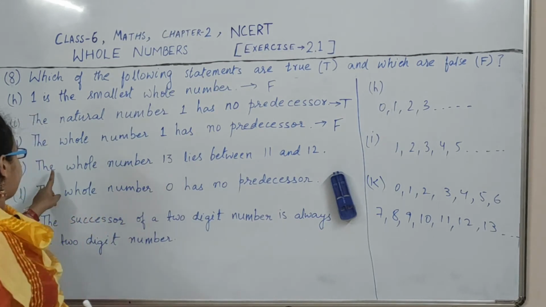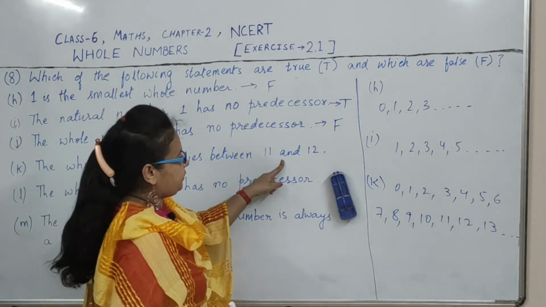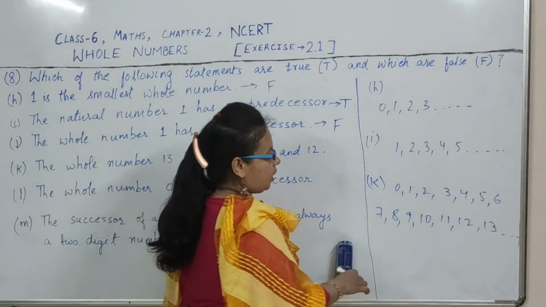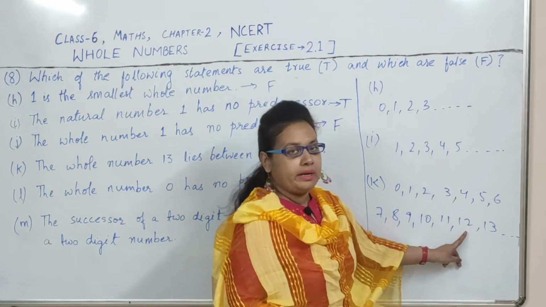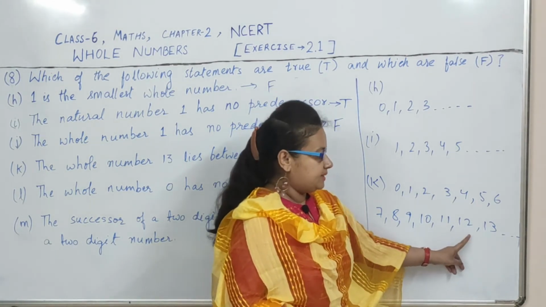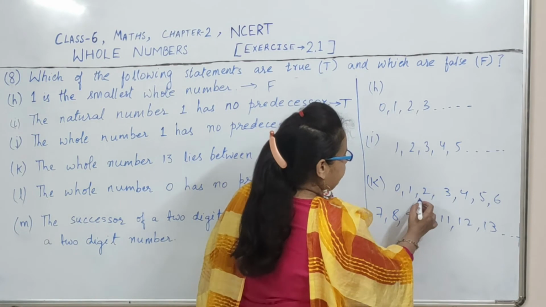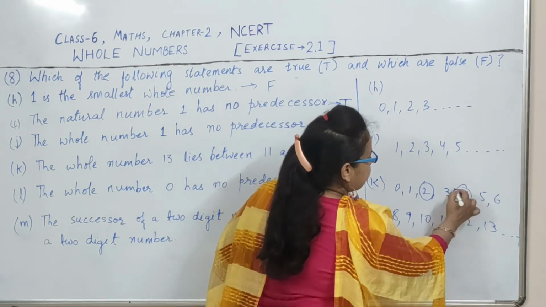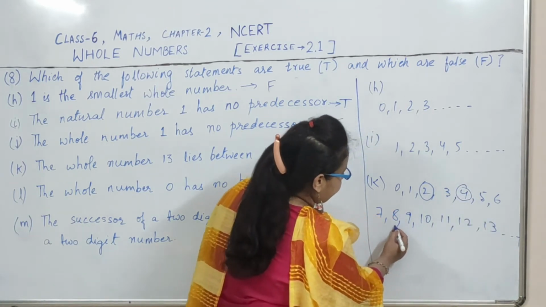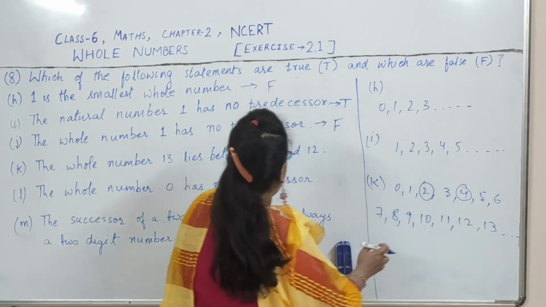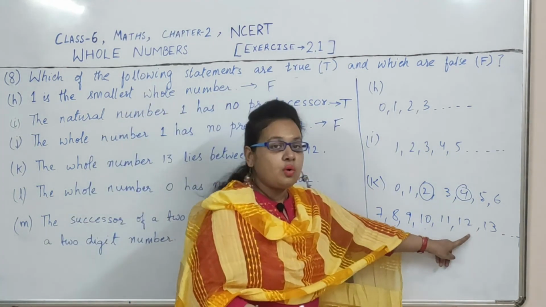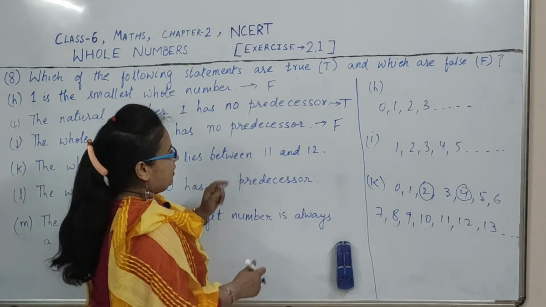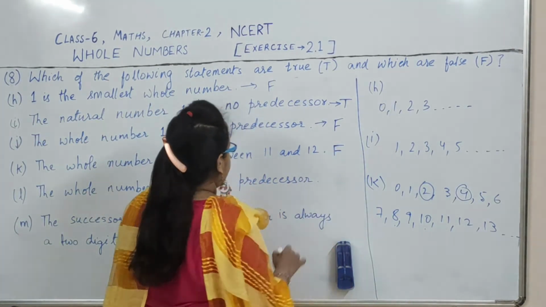But the question is, the whole number 13 lies between 11 and 12. No, it is a false statement. It is a wrong statement, because between 11 and 12, there is no whole number. Right? What we can say, 2 lies between 1 and 3. Right? 4 lies between 3 and 5. 9 lies between 8 and 10. But between 11 and 12, there is no whole number. Okay. The whole number 13 lies between 11 and 12 is a false statement. It is a wrong statement.